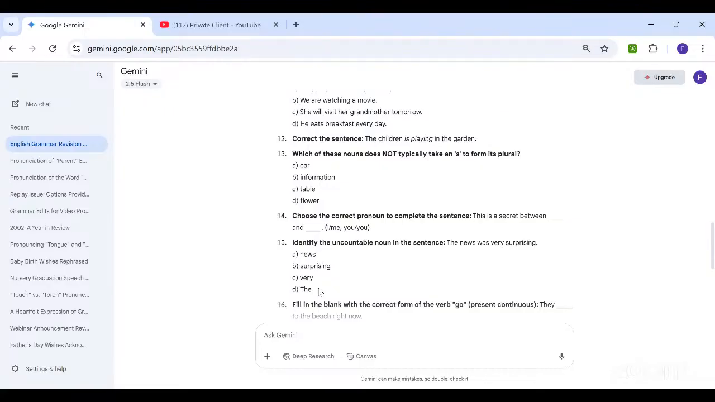Okay. Yes, ma'am. Number 15. Identify the uncountable noun in the sentence. The news was very surprising. News.